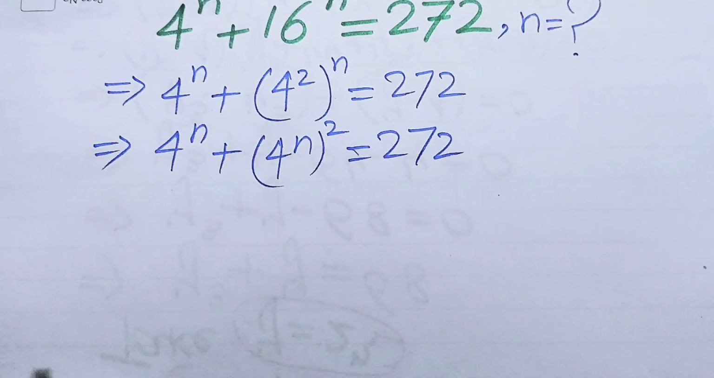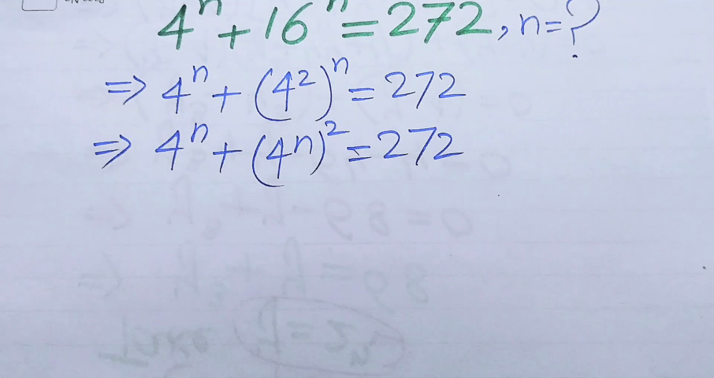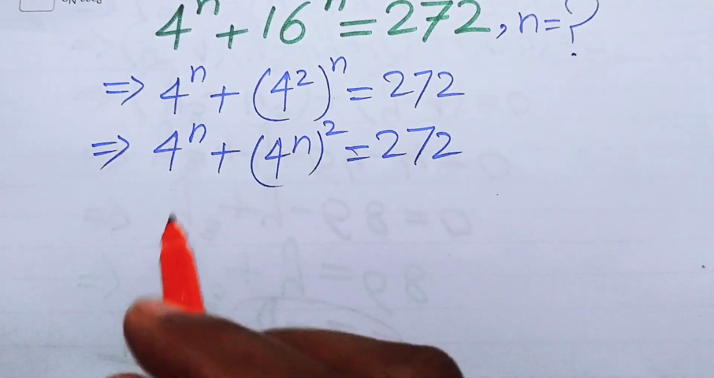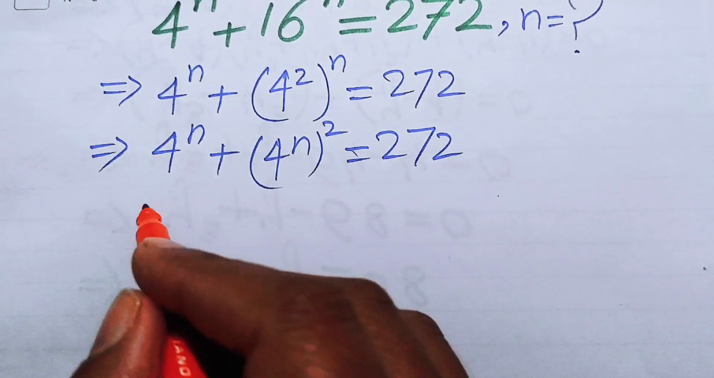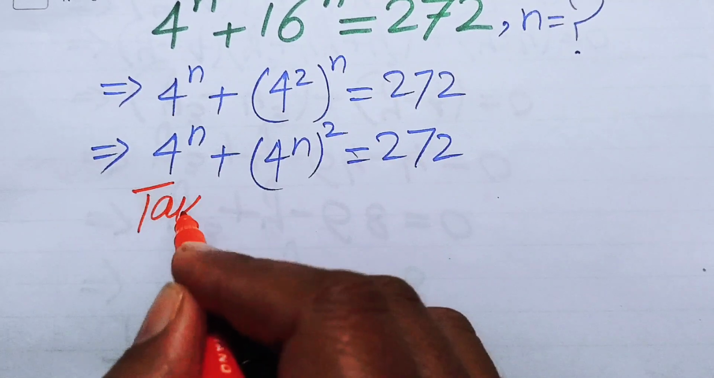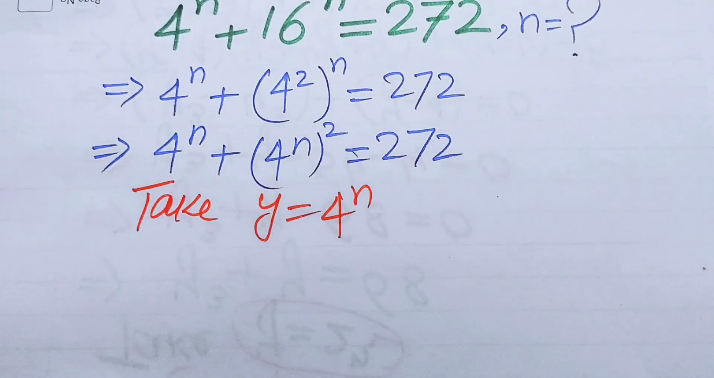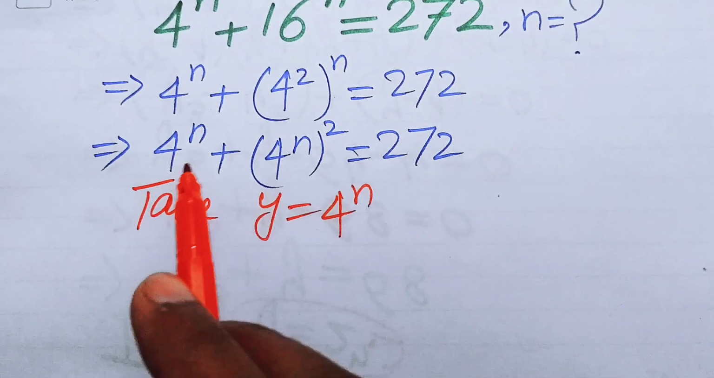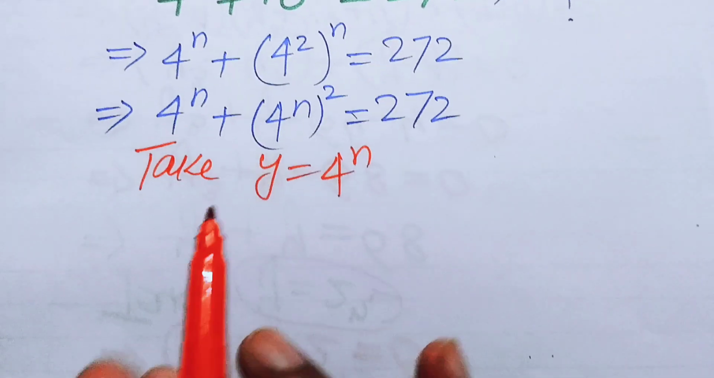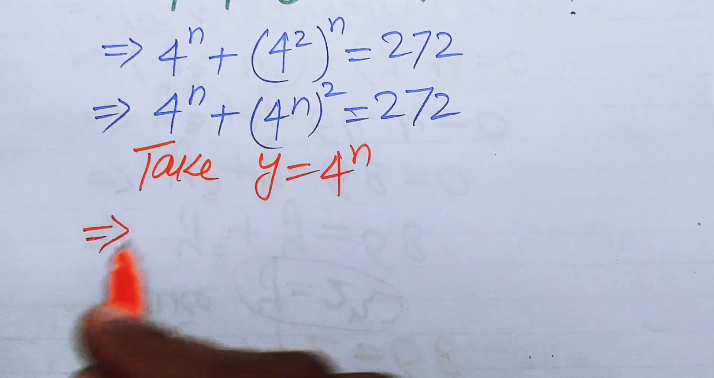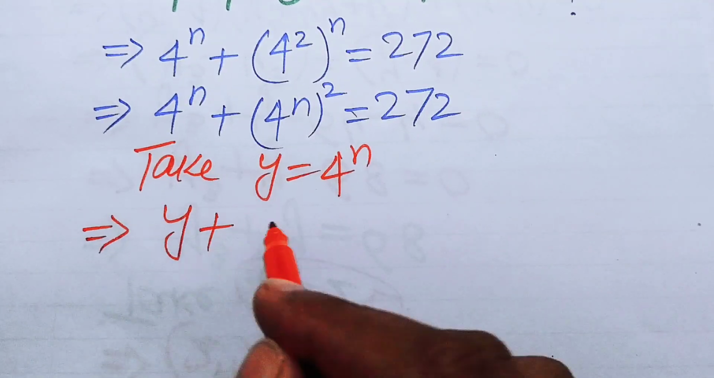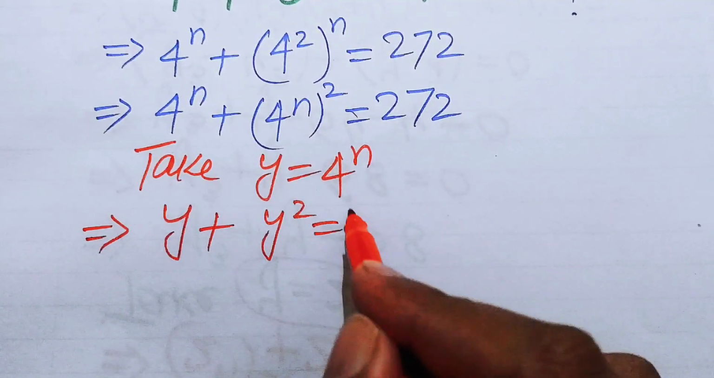And now in the next step, we convert this exponential equation into the quadratic form, so that we take y equals 4 to the power of n. So when we substitute 4 to the power of n equals y, then it is y plus y squared equals 272.